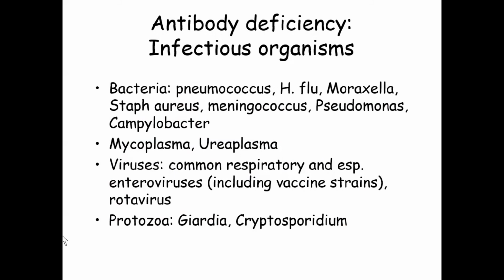The types of infections that patients are susceptible to are these encapsulated bacteria: Streptococcus pneumoniae, pneumococcus, Haemophilus influenzae, Moraxella, meningococcus. There's also susceptibility to mycoplasma, ureaplasma, and many viruses. This is for all antibody deficiencies.